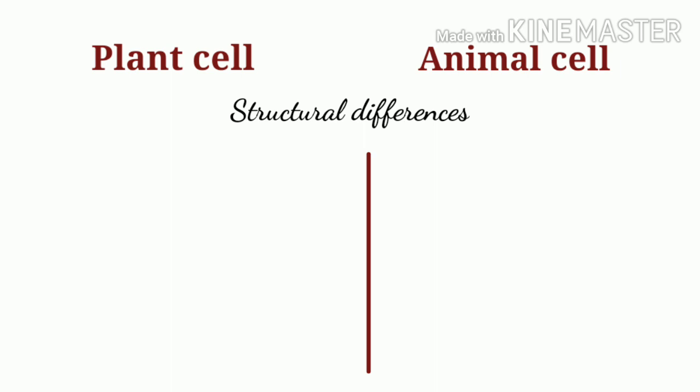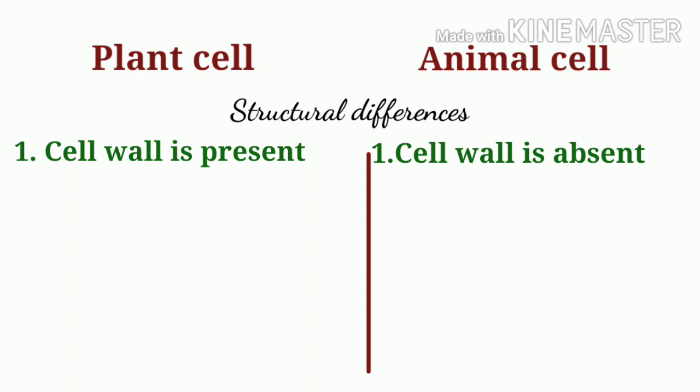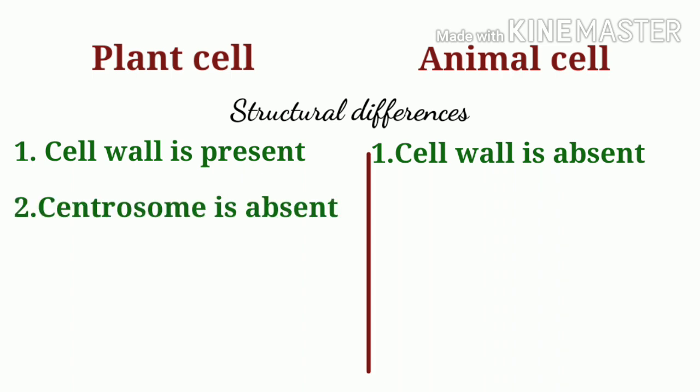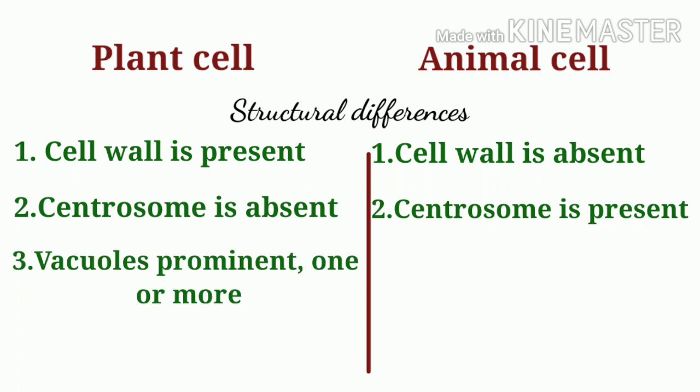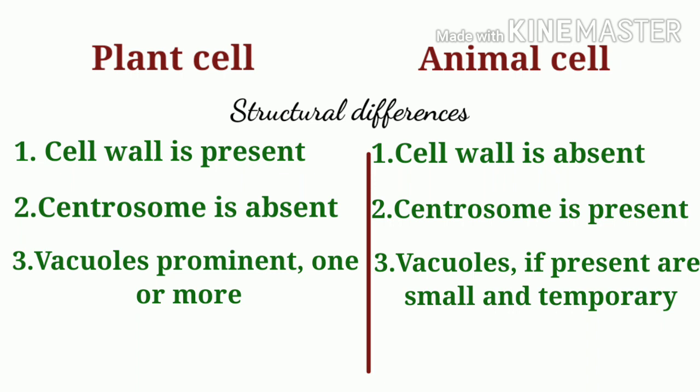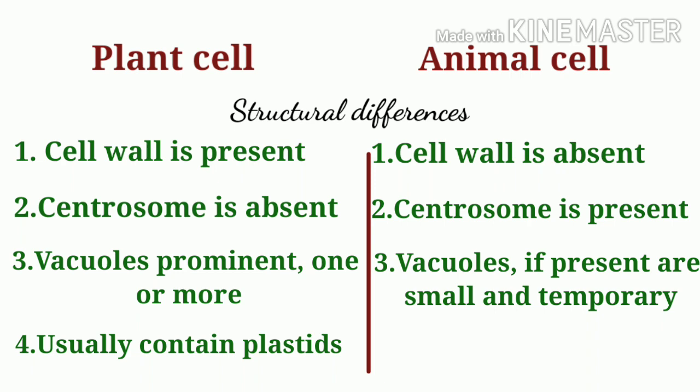The main structural differences between plant cell and animal cell are: a cell wall made up of cellulose is present in plant cell whereas it is absent in animal cell. Centrosome is not present in plant cell but it is present in animal cell. In plant cell, vacuoles are prominent and one or more, but in animal cell, vacuoles, if present, are small and temporary and mainly concerned with excretion or secretion. Plant cells usually contain plastids, but animal cells do not contain plastids.